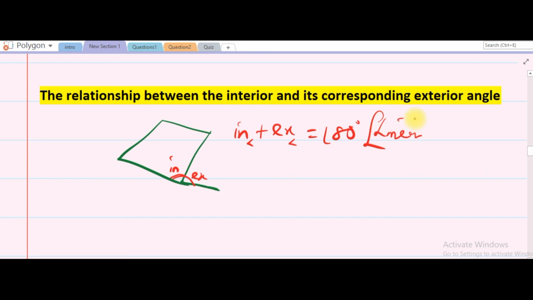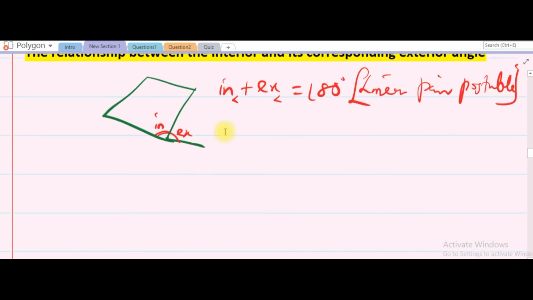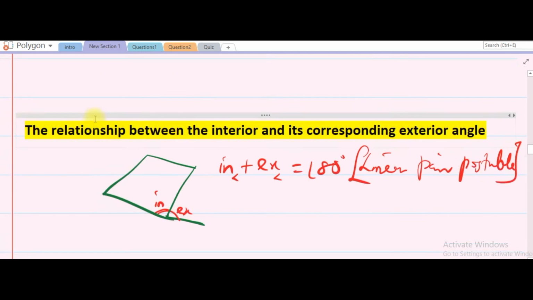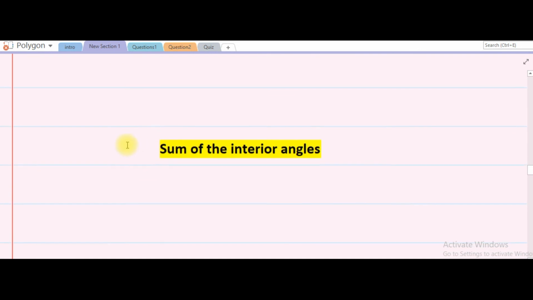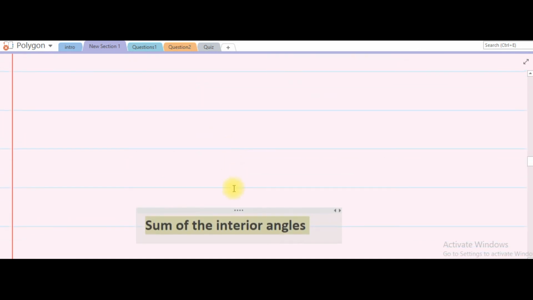By the linear pair postulate. So that's very, very important. For any polygon, if you add an interior angle plus its corresponding exterior angle, it is always 180. So the next one is the sum of the interior angles of a polygon.